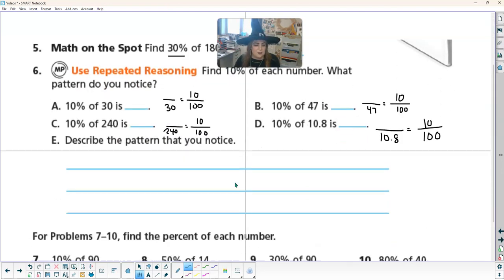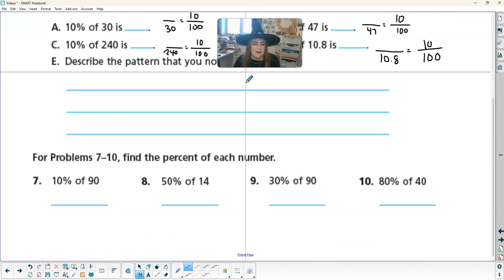Oh, I think I got some more problems down here. Okay, 7, 8, 9, 10. So I'm going to help you set them up. Again, you can do the math. So 10%, if you just did this one, you might notice the pattern and already just know how to do it. So it's out of 100. So what is out of 90 here?